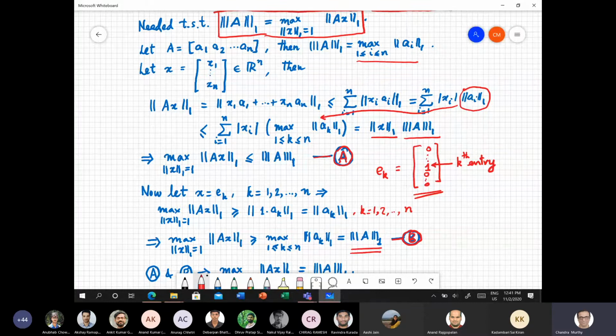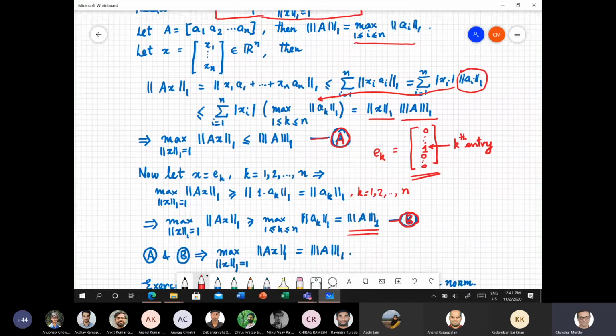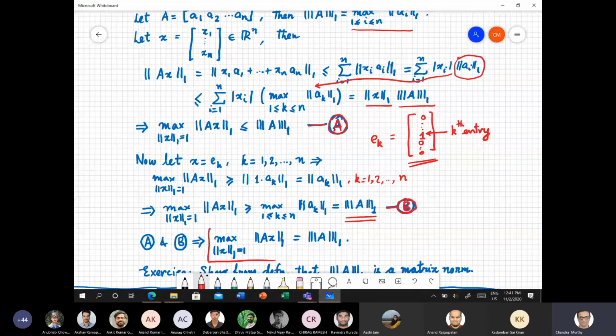So what have we shown? We've shown that this maximum value is at least equal to the L1 norm of A and at most equal to the L1 norm of A. If that is the case, then it must mean that the maximum of the L1 norm of Ax subject to the L1 norm of x equals 1 must be equal to the maximum column sum norm of the matrix A. And thus this norm that we just defined is indeed induced by the vector L1 norm. And therefore the L1 norm of A is a matrix norm.